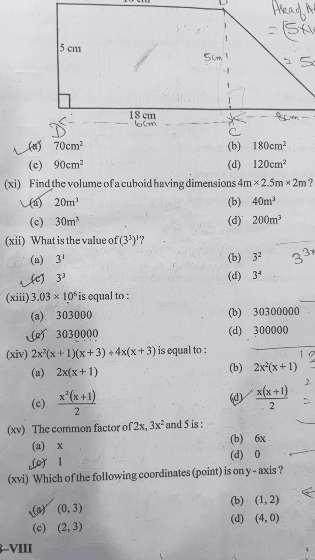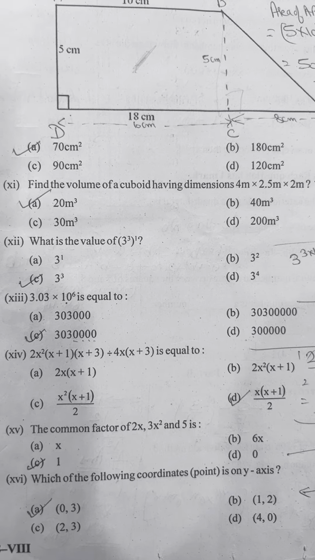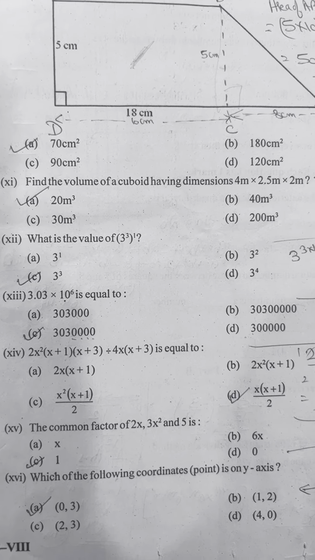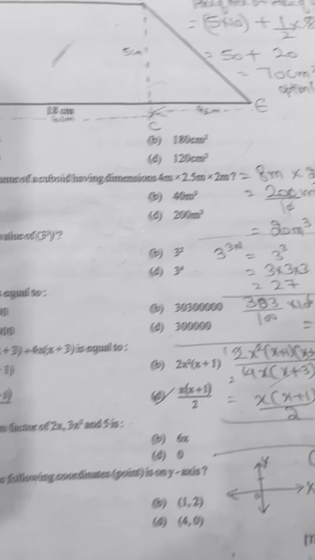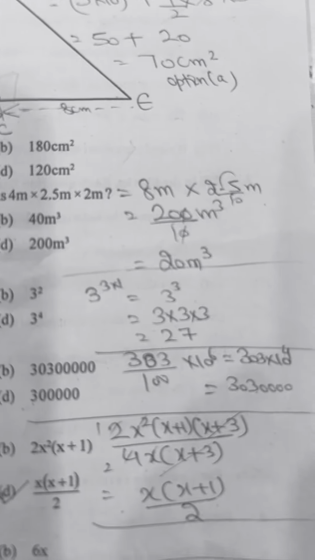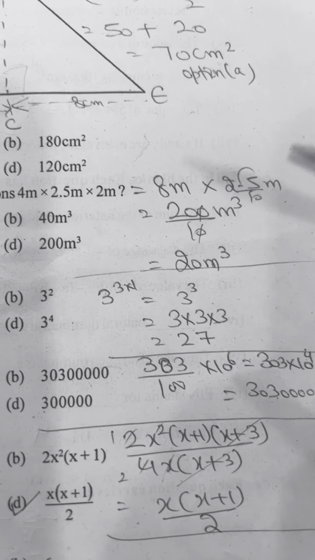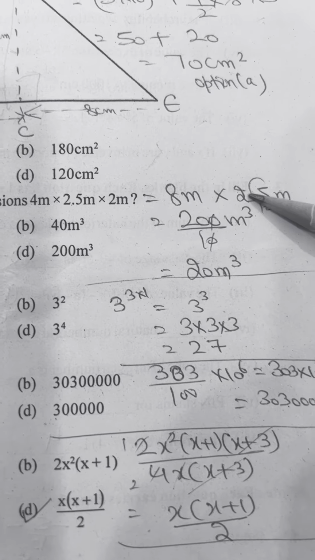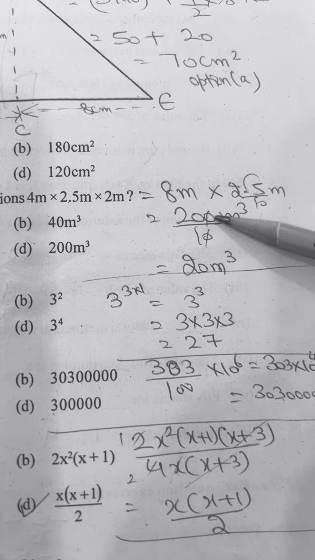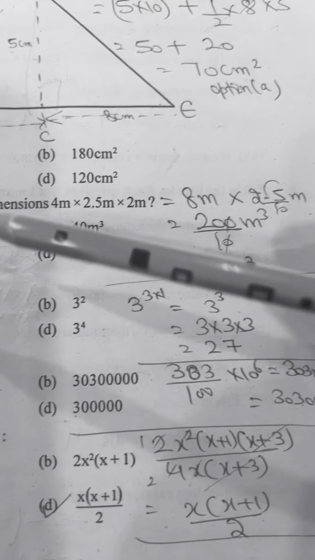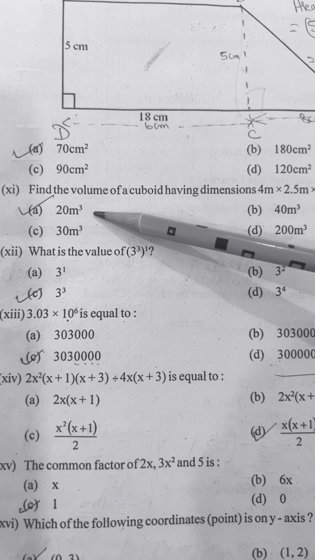Question number 11. Find the volume of a cuboid having dimensions 4 meter multiplied by 2.5 meter multiplied by 2 meter. Since we know the volume of the cuboid is length into breadth into height, doing the calculation here on this side, you can see that 4 multiplied by 2 meter will be equal to 8 meter, and further multiplying it by 2.5 meter and removing the decimal, we'll have 10 in the denominator, and 25 multiplied by 8 is 200. So cutting 0, we get 20, and since it is the volume, it will be 20 meters cube. So option A is the correct answer.